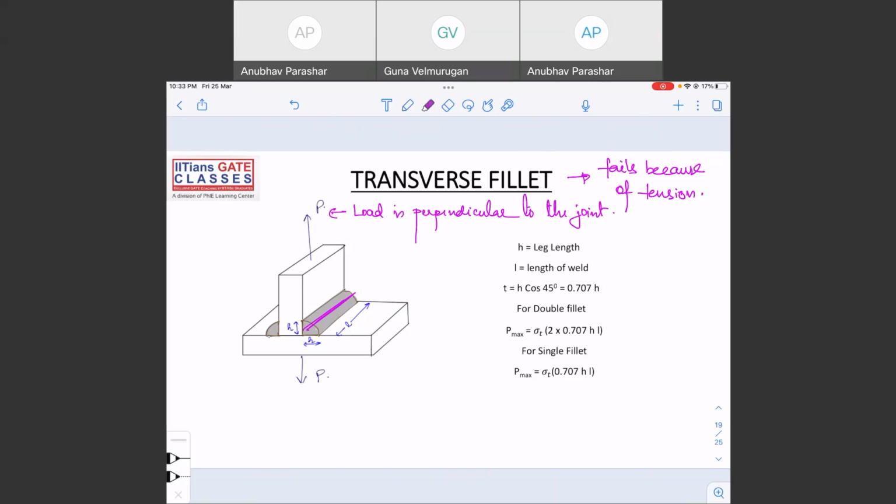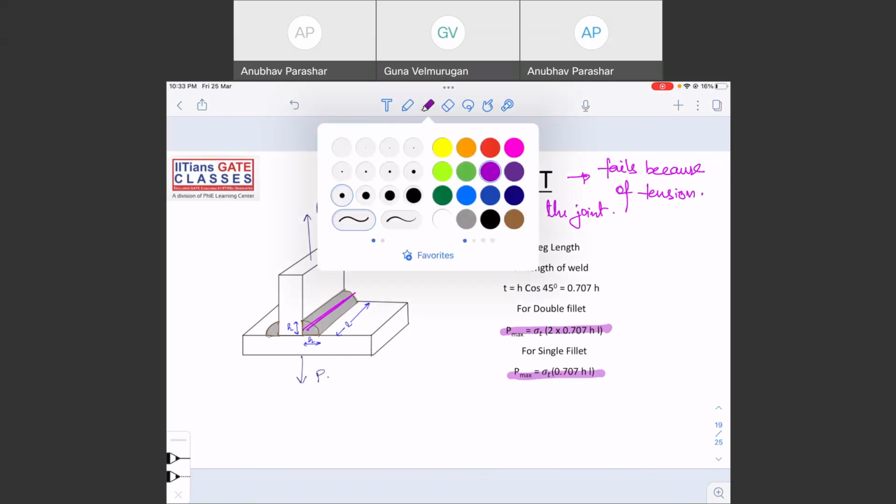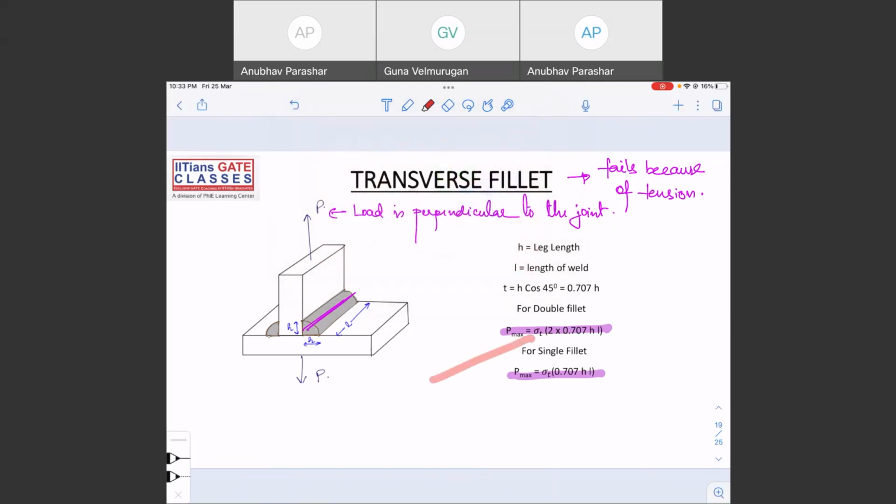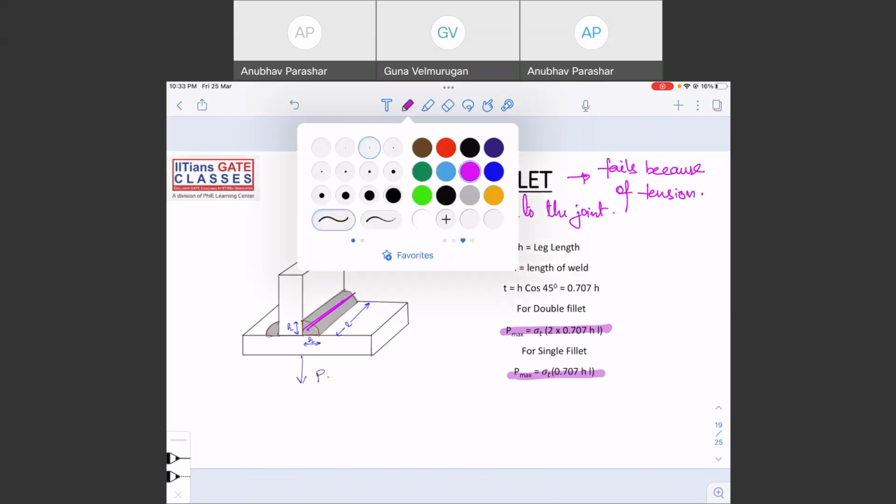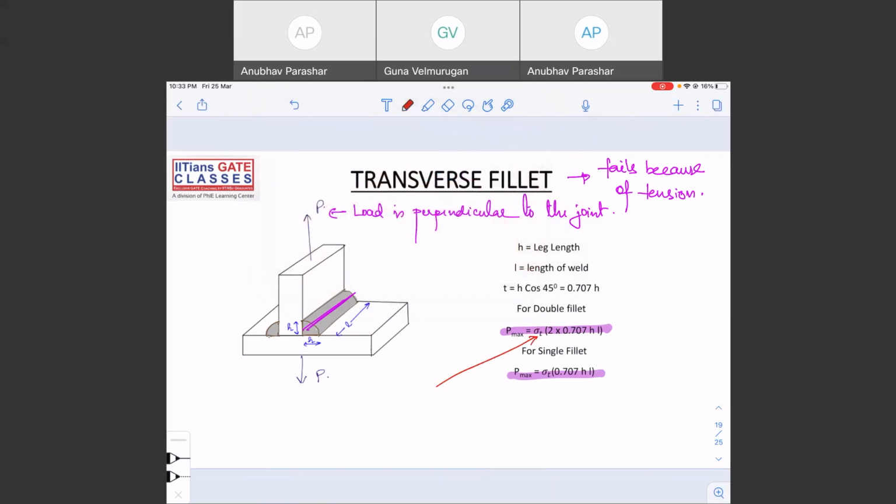Otherwise, the formula is the same, for double fillet and for single fillet, exactly the same formula, apart from the fact that instead of shear stress, you're going to use tensile stress. Or you can say yield strength or tensile strength, whatever is given in the equation.